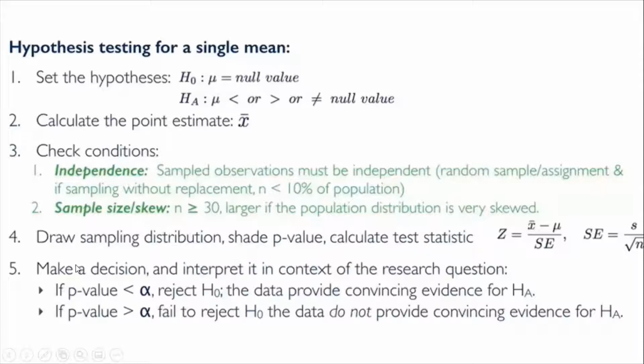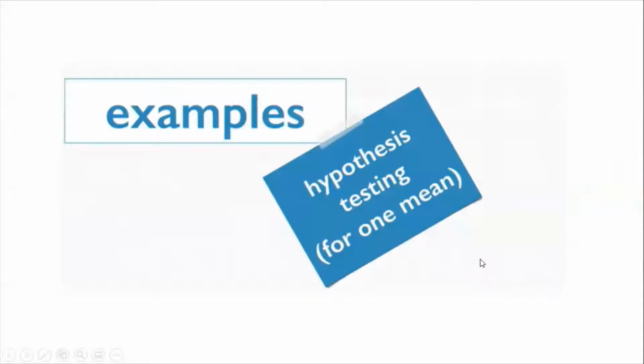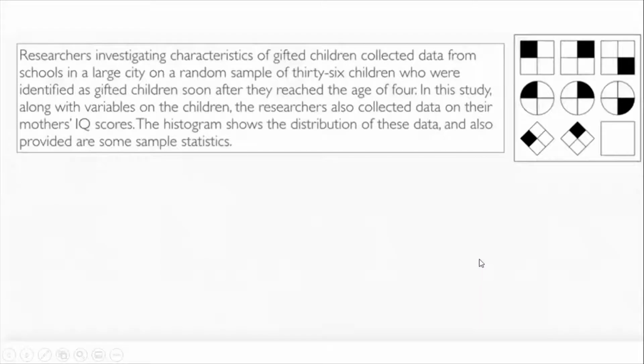Then the last step, you get the p-value and make a decision and interpret it in the context of the research question. Okay, let's go through a few examples.